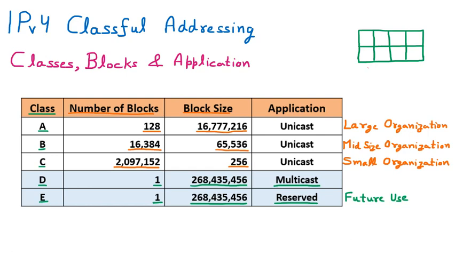And if I talk about class A, it is for unicast. We know that unicast is one-to-one communication. Similarly, class B is unicast and class C is unicast. So we normally use classes A, B and C, and these are used for large organizations, mid-size organizations and small organizations. That's why classes A, B and C are more popular, and you will find that most of the IP addresses which we are using in organizations or industry will be of these particular classes. So that is all about classful addressing.